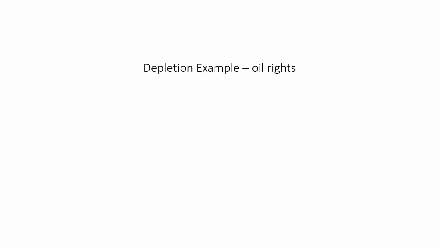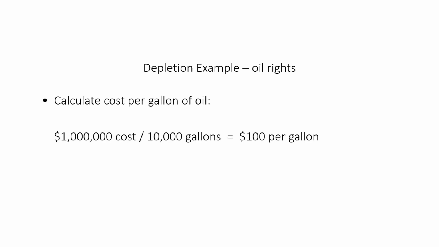At this point, we can calculate how much each gallon we plan to pump will cost us, just for the oil itself, not including the pumping costs. We'll take the asset cost and divide by total estimated units of natural resource. $1 million divided by 10,000 gallons equals $100 per gallon.